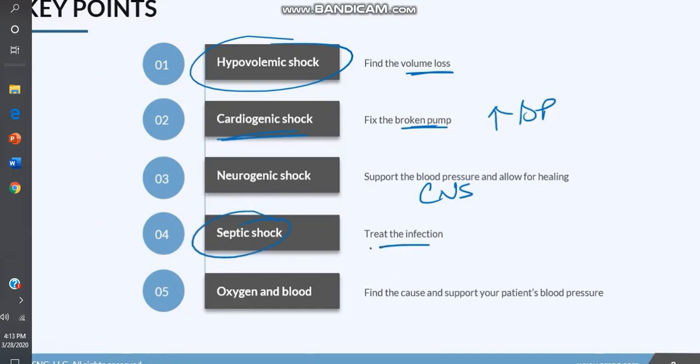Septic shock focuses on the infection. You have an inflammatory response. So treat the infection, support the blood pressure. And most importantly, shock is the result of not getting the oxygen in the blood to all the tissues because you have low blood pressure. So if you find the cause and support your patient's blood pressure, you're going to get that oxygen and the blood all to the necessary tissues.